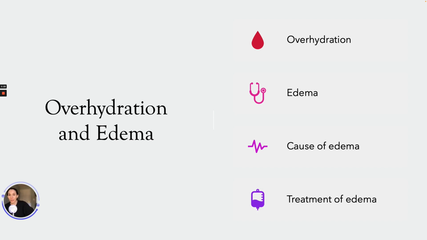Now, overhydration and edema. Overhydration is an excess of water in the body, and edema is the excess accumulation of fluids in the interstitial tissue space, also called the third space fluid. Edema can be caused by disruption of filtration and osmotic forces of the body's circulating fluids. Treatment of edema is usually diuretics, which are used for systemic edema.